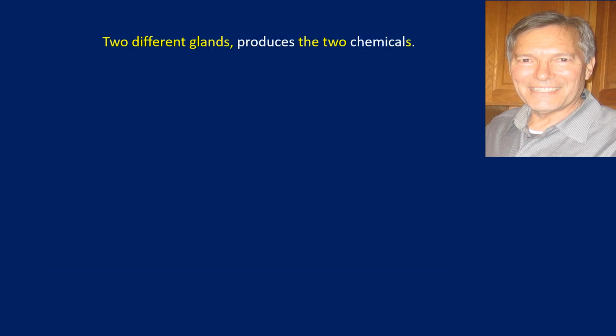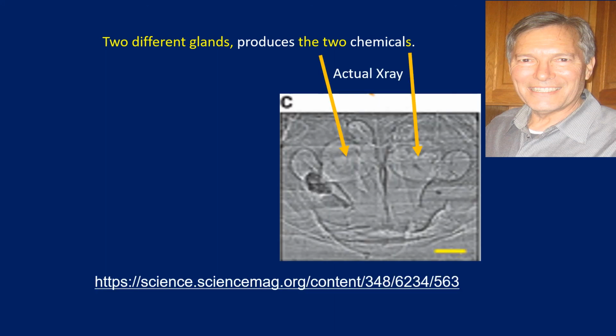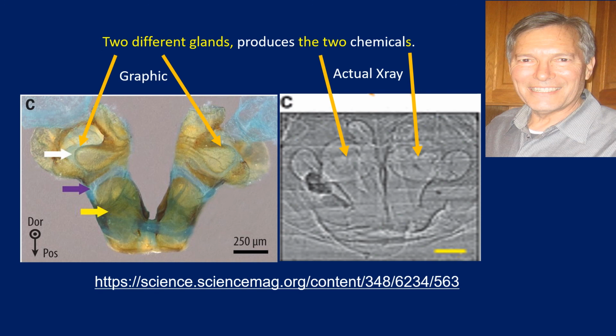So what's the best way to prove this? Well, let's just look at the actual X-ray of a bombardier beetle. Oh wow, look, it looks like there's two glands that make the two chemicals. And here's the graphic next to it that makes it a little more clear, so exactly what's going on. The two glands are making two different chemicals, and those chemicals come together to mix into a mixing chamber, and then go into get oxidized, and then it goes out the posterior of the bug.